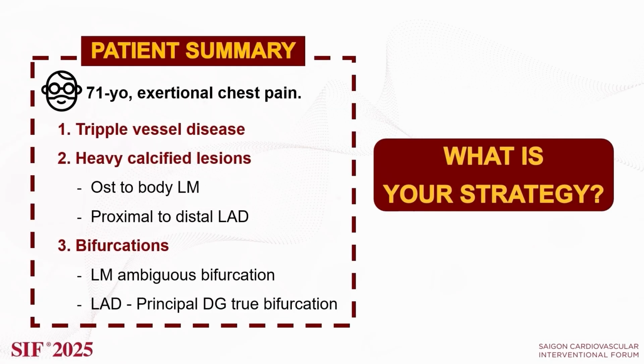To summarize, we have a 71-year-old male patient admitted with chest pain. He has triple vessel disease, heavy calcified lesions, and bifurcation lesions. So at this point, we want to know your opinion about how to overcome this challenging PCI case. Thank you.